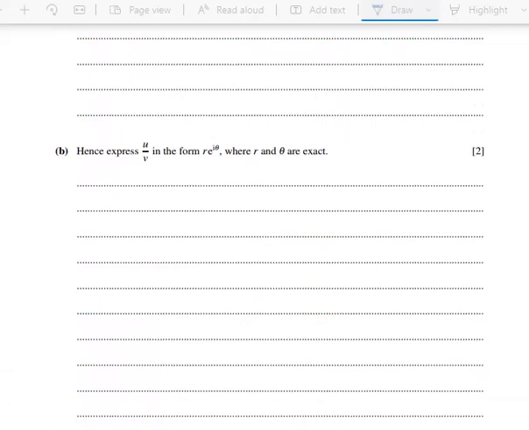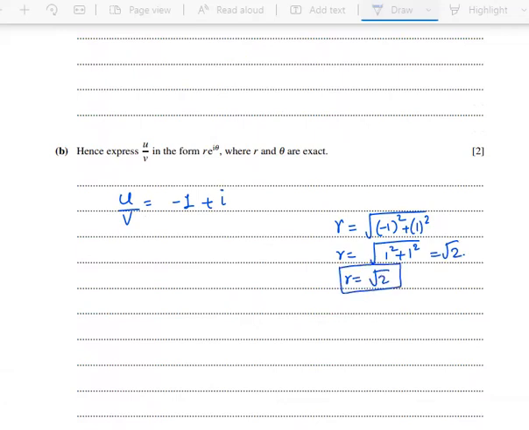Hence, express u by v in the form r e power i theta, that is exponential form, where r and theta are exact. Okay, so we got u by v equals minus 1 plus i. Now we know that r is nothing but the magnitude. So r is under root minus 1 squared plus 1 squared, which is under root 2. So r is under root 2, and then theta.